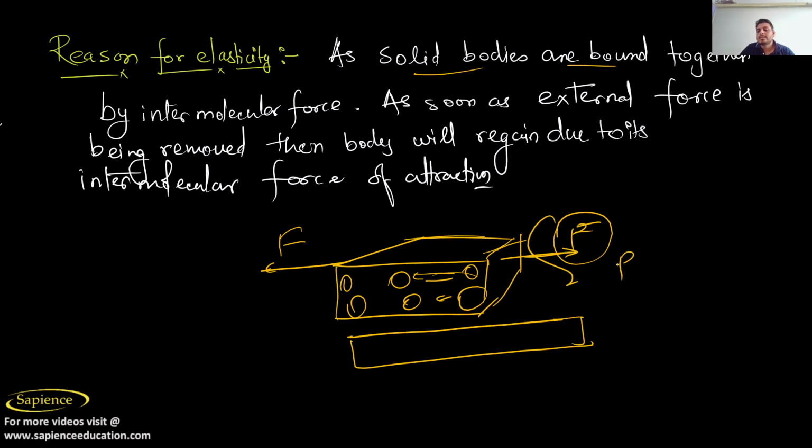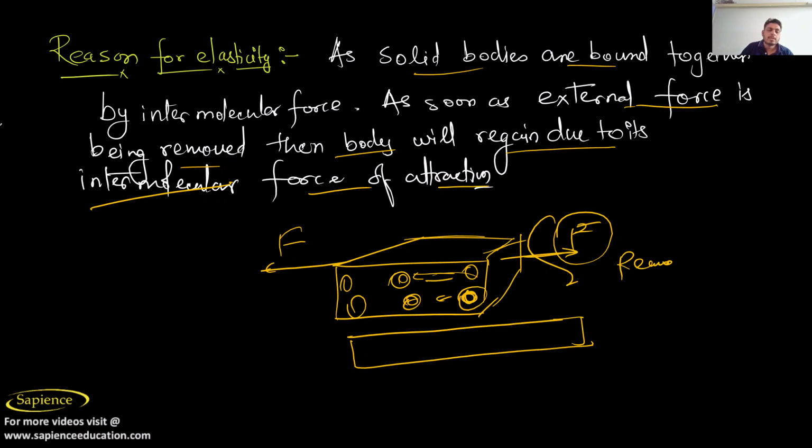But as soon as you remove the force, it will regain its shape. This is known as elasticity. Why is it regaining? It is regaining due to its intermolecular force of attraction. As soon as the external force is removed, the body will regain its shape due to its intermolecular force of attraction.